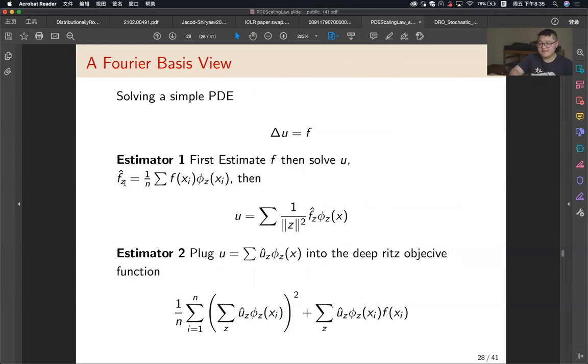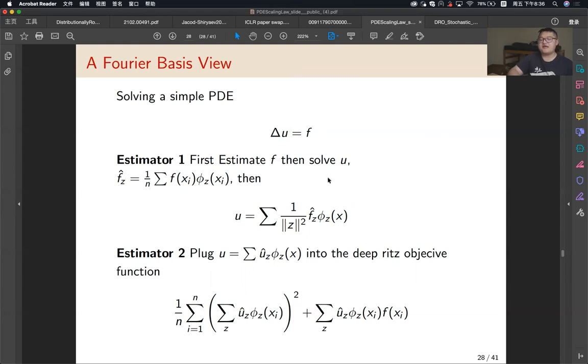Then once you have an estimate of your Fourier coefficients, so the phi z here is your Fourier basis, and the z here is your Fourier basis frequency. Then you can estimate your f z hat. f z hat is your estimated Fourier coefficient, and then you can directly write down the formulation of your u, right? So this is the first estimator. So the estimator is actually equivalent to estimating your f in H minus one norm and then solving this PDE exactly. That doesn't consider the algorithmic complexity, let's just consider the statistical complexity, okay?